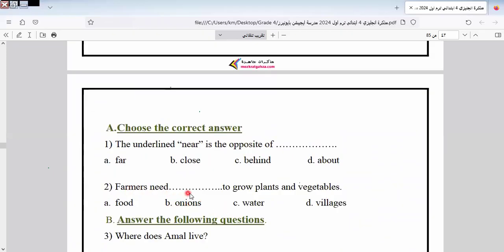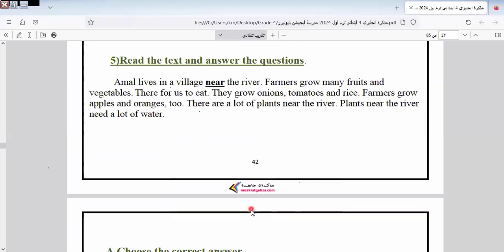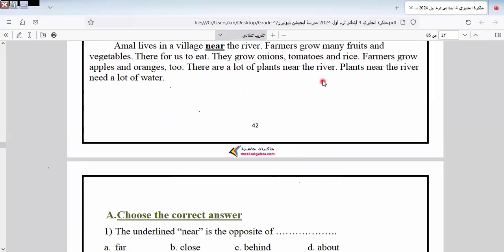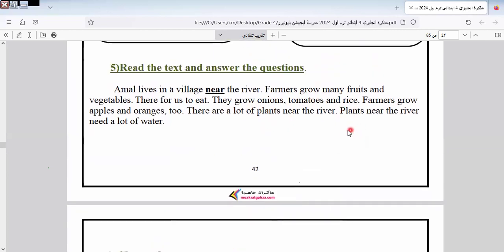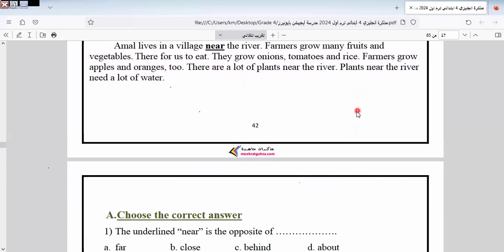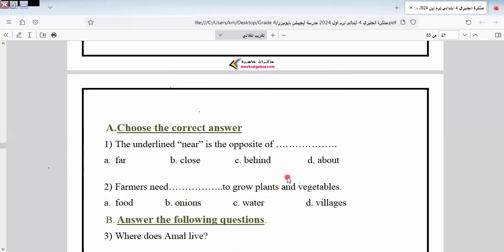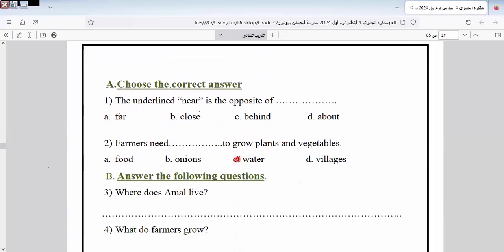Farmers need what? Need water. So I select the option: need water to plant vegetables and fruits. We say here we have not water, but here we use river. So river means what? Means a lot of water. Means need water. So I select number C.